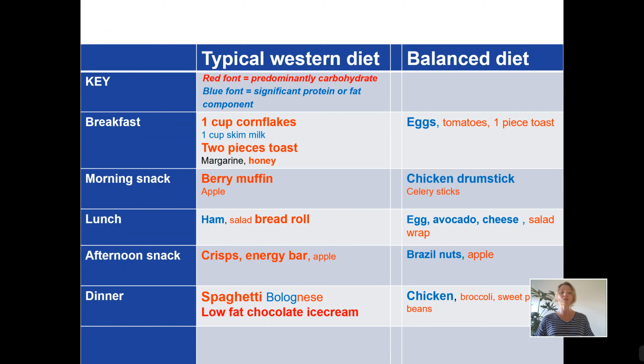So here's just a little table of a typical Western diet. You can see it's very grain heavy: cornflakes, toast, muffins, bread, energy bars, pasta for dinner. And on the right hand side, a balanced diet. So you're still getting a little bit of grains in there, a little bit of toast, but you're evening it out. So you're getting a nice balance of your proteins, your carbohydrates, your fruits and vegetables, and your fats there, of course, with your avocado.